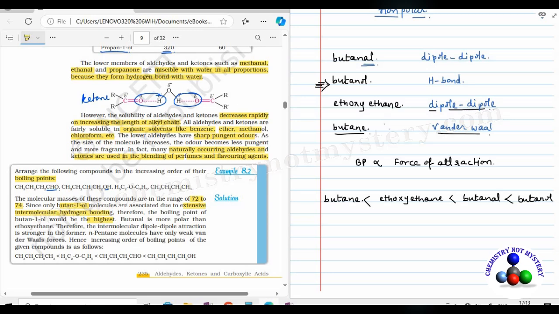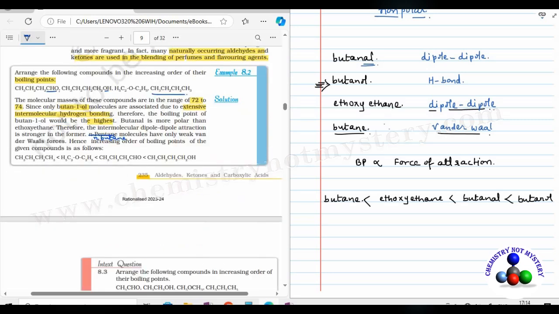In the n-pentane molecule, there is a mistake. It is not n-pentane because it contains only 4 carbons, that is n-butane. So this molecule is n-butane and has only weak van der Waals force of attraction. Hence the increasing order of boiling point of the given compounds is as follows. So here first it is hydrocarbon. After hydrocarbon, ether is there. Then aldehyde will have a higher boiling point as compared to ether, and alcohol will have the highest boiling point among them.